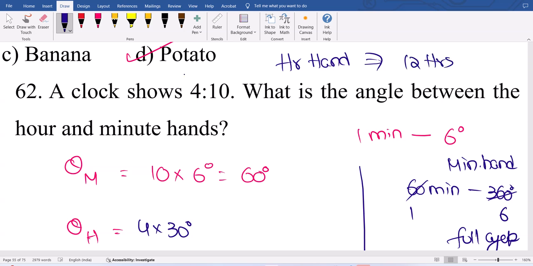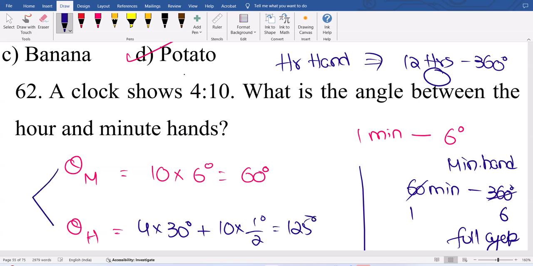12 hours, one full cycle will complete 360 degrees. So 1 hour is 30. Then each minute is half a degree also. It is 125. This is 60. The difference between that is nothing but the angle between the hands. 65 is your answer. At 4:10, the angle between the hands is 65.